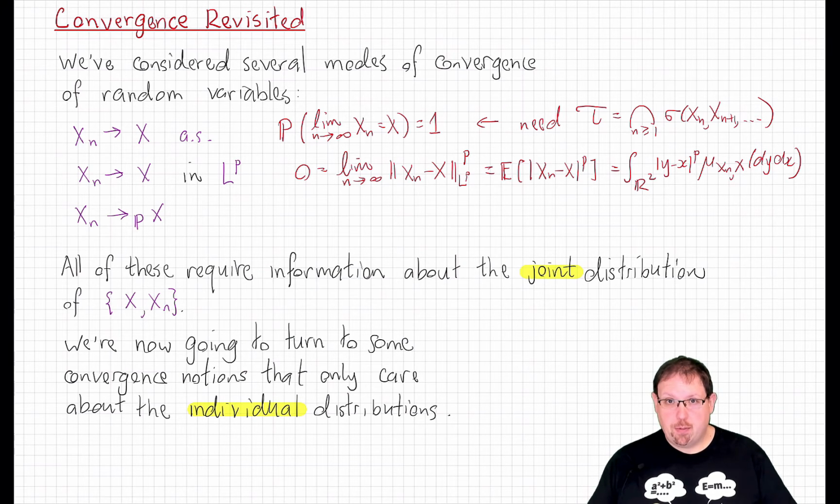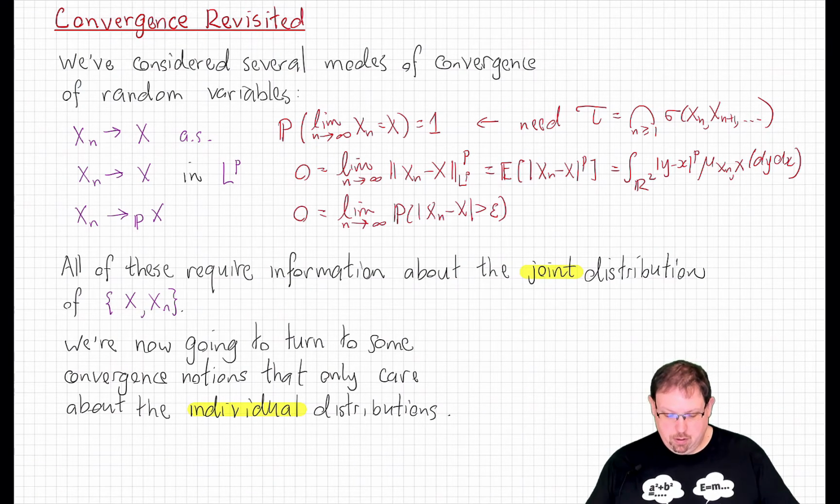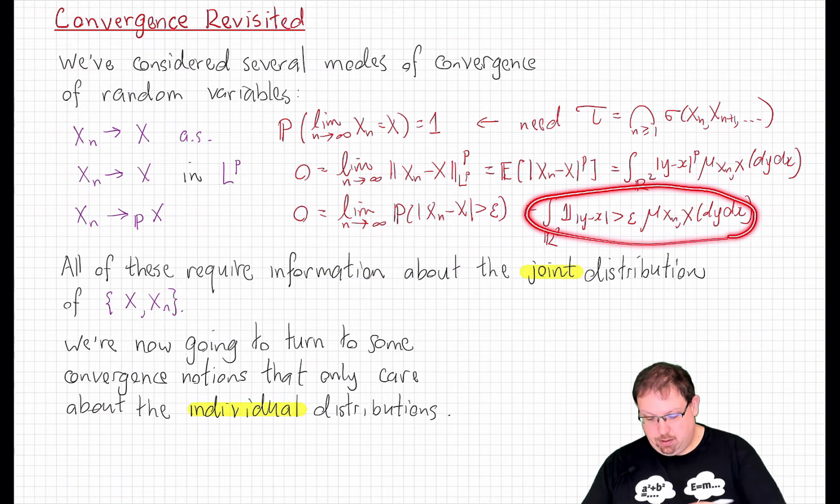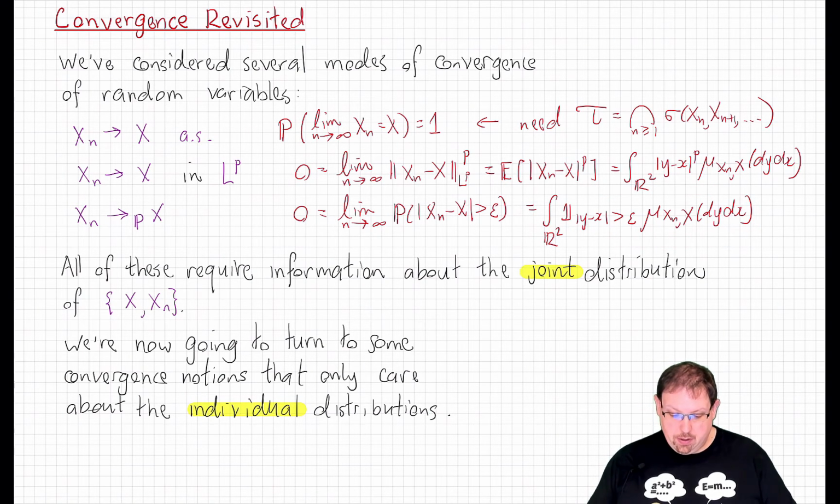Similarly, convergence in probability can be expressed in this kind of form. Convergence in probability means that the probability that |Xn minus X| exceeds epsilon tends to 0 for every epsilon, and that we can write as this integral with respect to the joint law of Xn and X. One way or another, all of these notions of convergence require us to at least know about the joint distribution of Xn and X. And that can be more than we can handle if we have limited information about the joint distributions of our random variables.